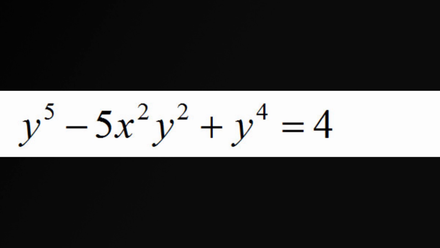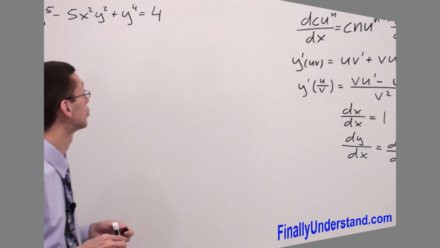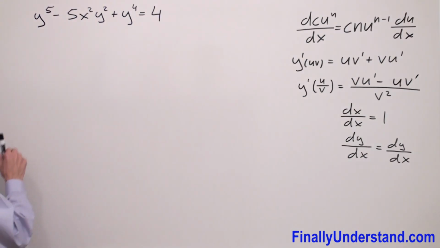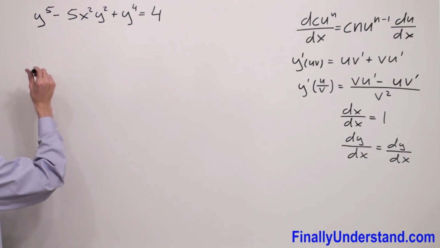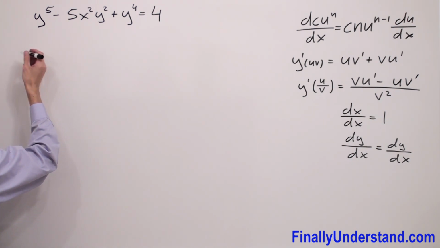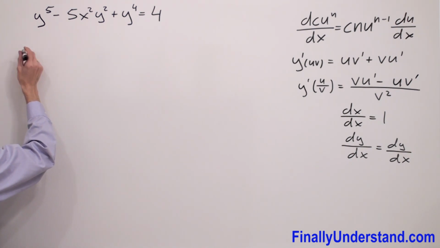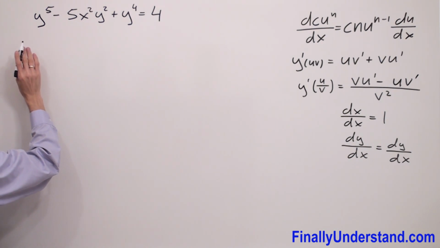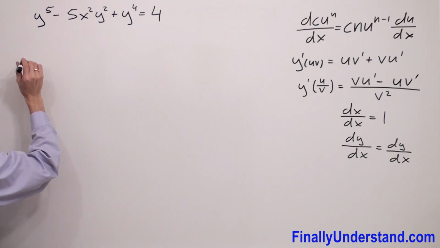Let's take a look at this example. Again, we're supposed to find the derivative of each term in this implicit relation. So, what do we have to do first? Let me rewrite this again. Everything. Just make sure that you are going to do every single step properly.